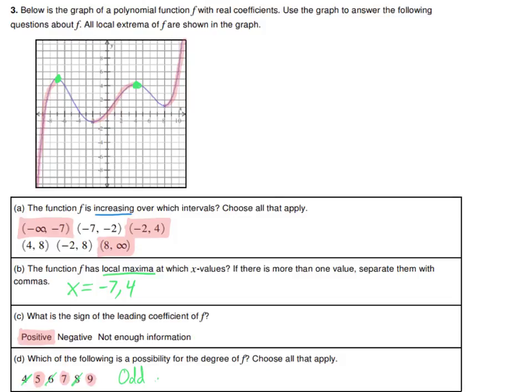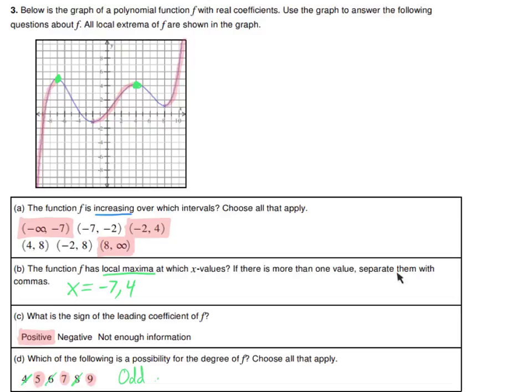It's called increasing. So the intervals for that is this is for the first red. It's from negative infinity to negative 7, because right there is negative 7. Then negative 2 to 4 is this next one. So from negative 2 to 4 is that interval. And the last one is from 8 to infinity. So from 8 to infinity, it is also increasing. So those are the 3 spots where I highlighted in red where it's going up. The function f has a local maximum at which x values.